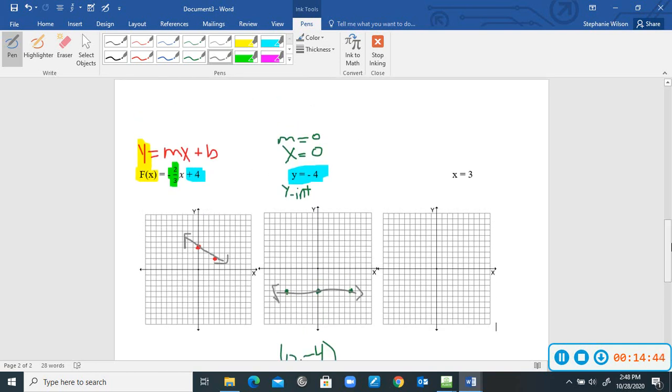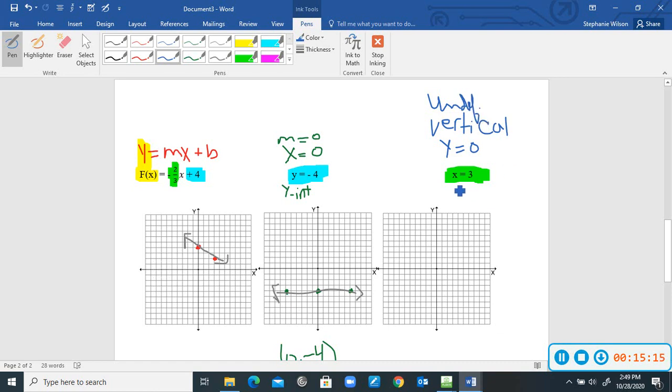Okay? On this next one here, it says x is equal to 3. So that tells me that when it crosses the x-axis, y is 0. This also tells me that we have a vertical line, and that means that my slope is undefined.